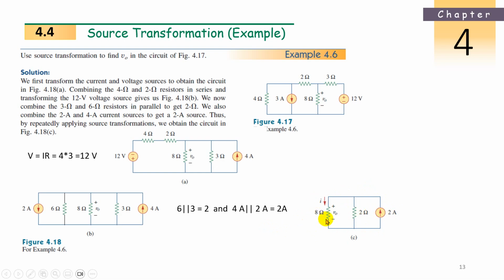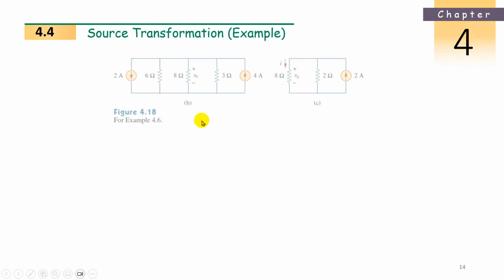Total resistance, that is 8 plus 2. So 4 divided by 10. 0.4 is the current. So once you get the 0.4 current here, what is the voltage? V0 is IR. I is 0.4, R is 8. So 8 into 0.4. 3.2 volts.